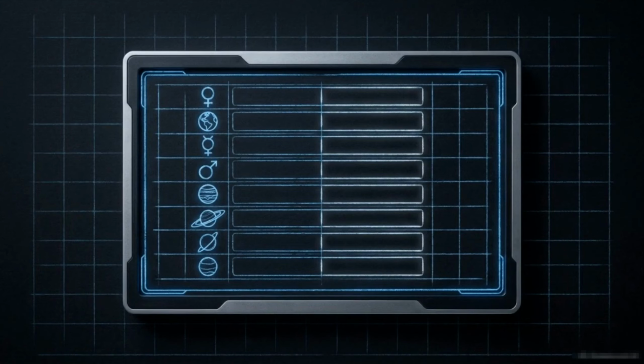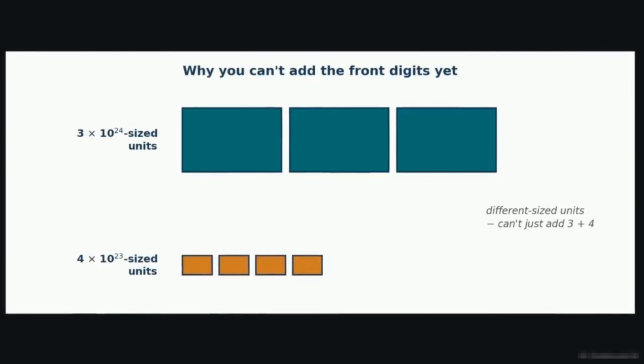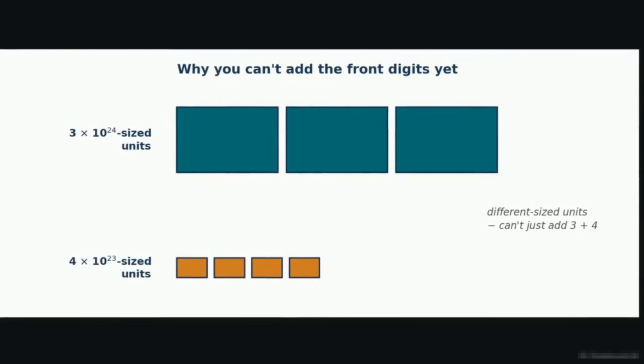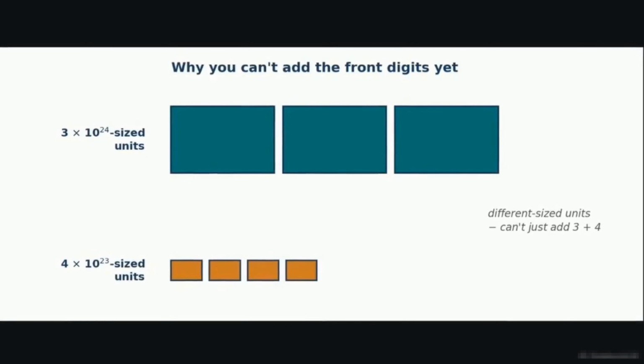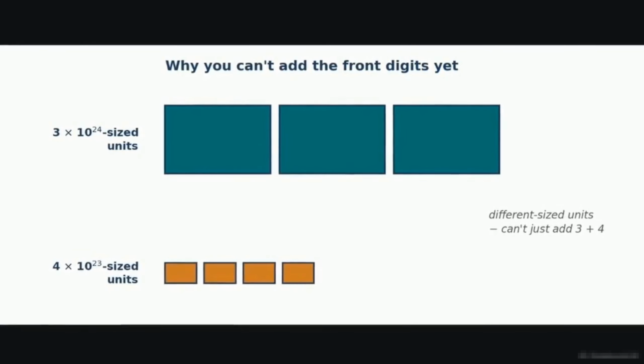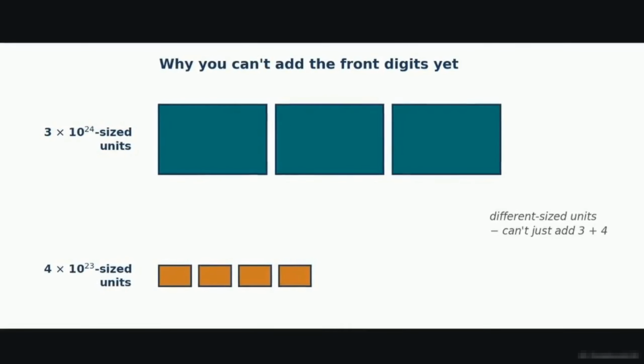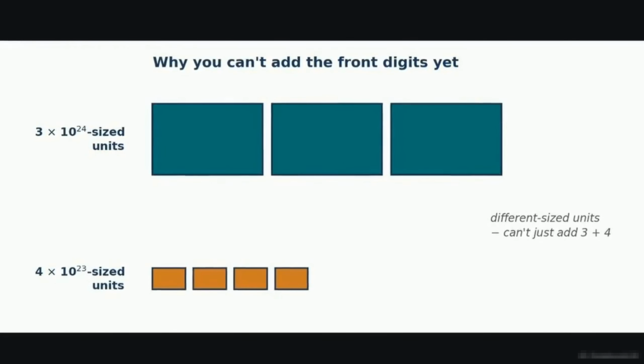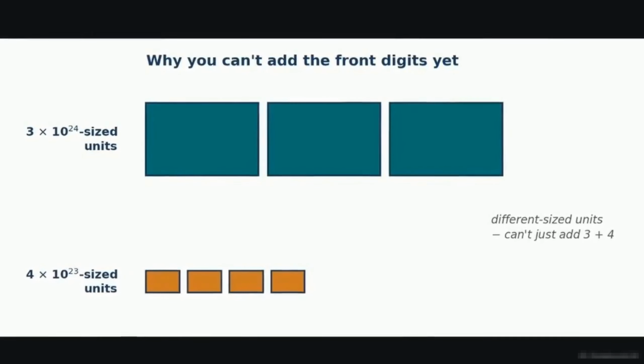To calculate the total mass of the solar system, we are going to build a running mission control ledger, adding the planets up one by one. This diagram illustrates a core rule of scientific notation. The exponent is a unit of measurement. Just as you cannot combine 3 feet and 4 inches into 7 of anything, you cannot directly add quantities that have different sized exponent units.